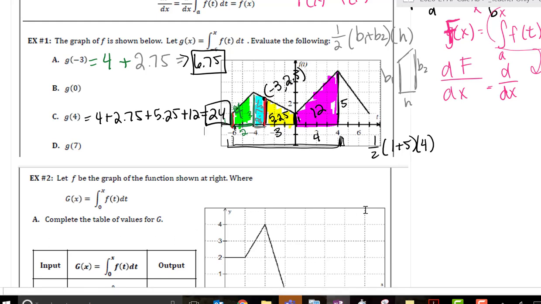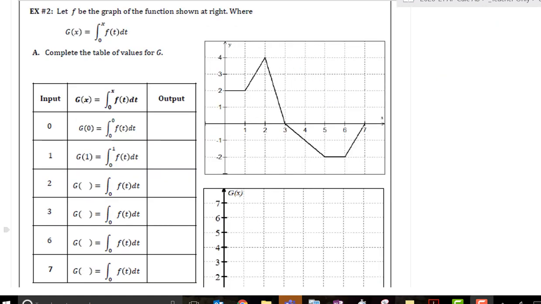This starts giving me ideas about my original function, and we're going to explore this a little bit more. The whole idea is you start getting these ordered pairs on your original function, and you can start getting an idea of a graph of the distance traveled or total accumulation. Looking at this next example, here's where we're going to start applying it. It first asked me to complete the table of values for G. Because this is an integral from 0 to x, this is nice. I know I'm starting at 0.